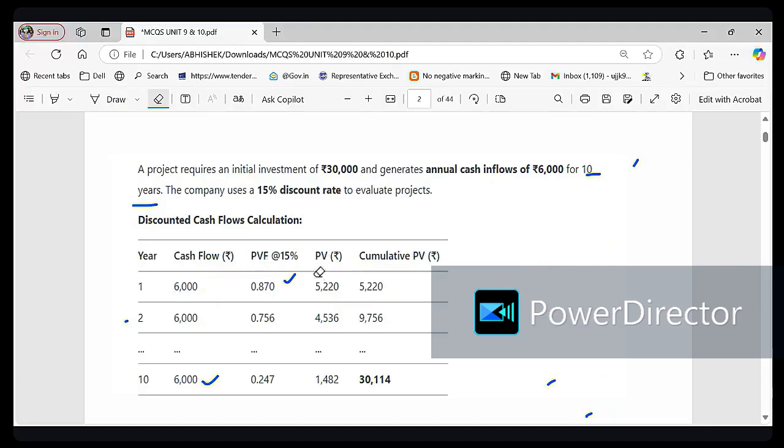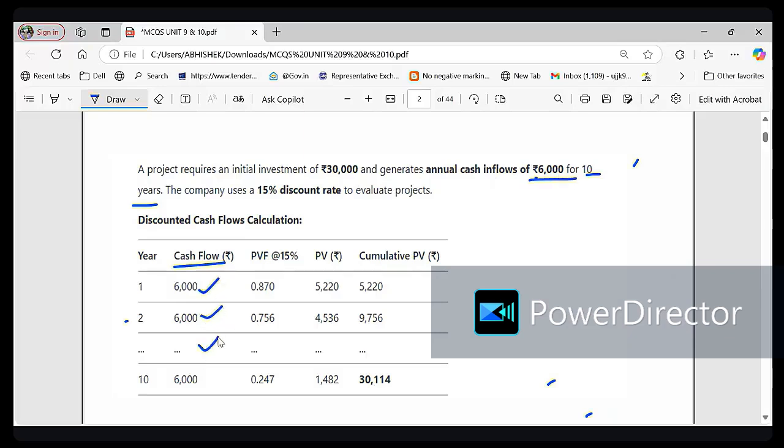In this table, you can see there are 10 years, 1, 2, 3, 4, 5, 6, 7, 8, 9, 10. The second column shows you the cash flow, right? Cash flow means how much is the cash inflow? 6,000 every year. First year 6,000 you get, second year 6,000 you get, third year 6,000 you get, and you have invested 30,000, and 10th year also 6,000.